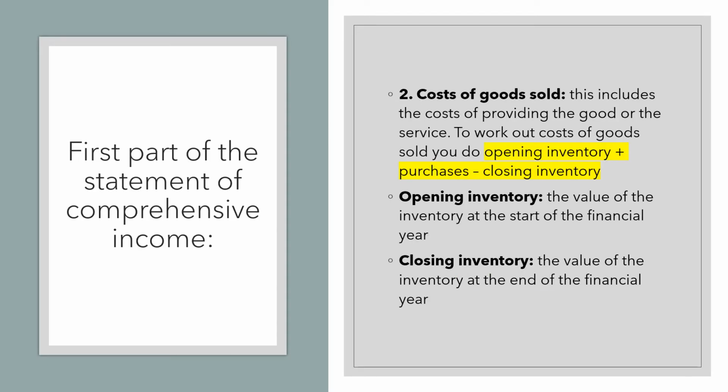The second part is cost of goods sold. So this includes the cost of providing the good or service. So to work out the cost of goods sold, you do the opening inventory plus the purchases minus the closing inventory. What is opening inventory? Opening inventory is the value of the inventory at the start of the financial year, and closing inventory is the value of the inventory at the end of the financial year.